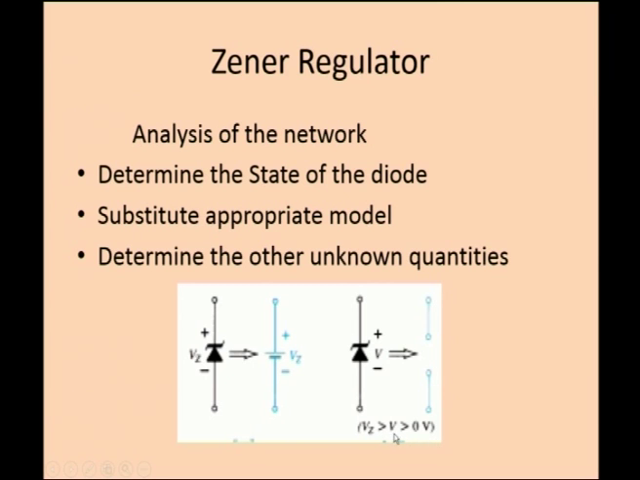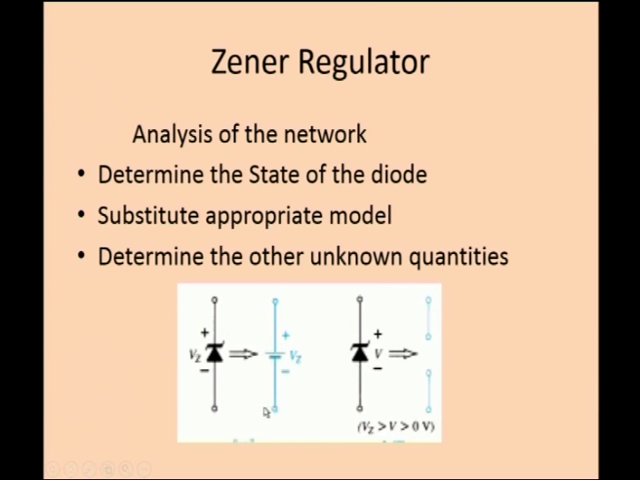Off state, in the sense, the voltage across the two terminals is in between the Zener voltage and zero. It is greater than zero and lesser than the Zener voltage. If it is the case, then the open circuit should be replaced for a Zener diode. So we have to find out whether the diode is in on state or off state. If it is in on state, then we have to replace a Zener voltage instead of a Zener diode. If it is off state, we have to replace an open circuit instead of a Zener diode.